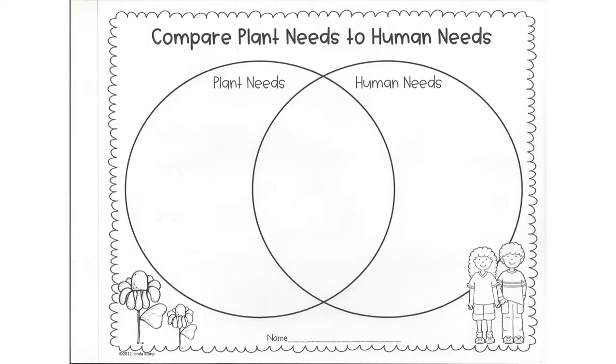So now in your work package, you have a Venn diagram comparing plant needs to human needs. What sorts of things do plants need? What do humans need? And what do we both need? So you can pause the video here for a few minutes, try and brainstorm a few ideas, write them down, and then turn the video back on to compare it to some of our answers here.